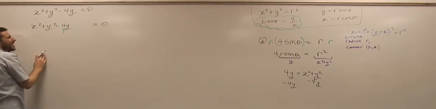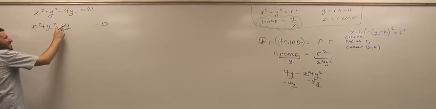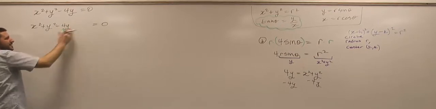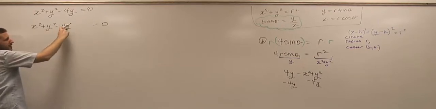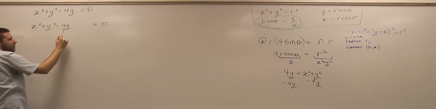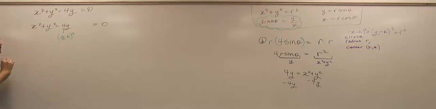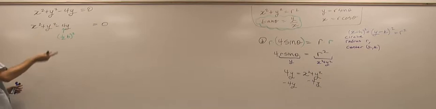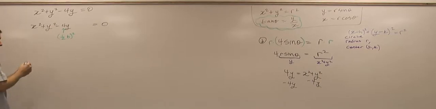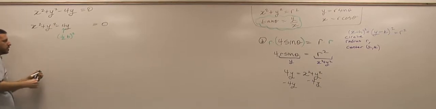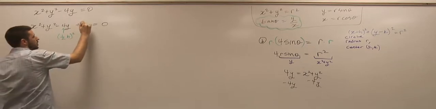Yeah, it's 4, okay. Double that. So you add whatever you need to make this factor down nicely, but the way the formula says, you take half of the number in front of the y, half of b, and then square. Or (b/2) squared. So you take half of negative 4, which is negative 2, and you square it, which is 4 again.